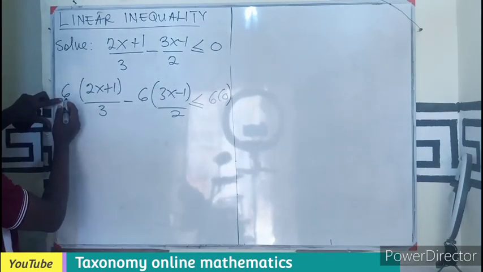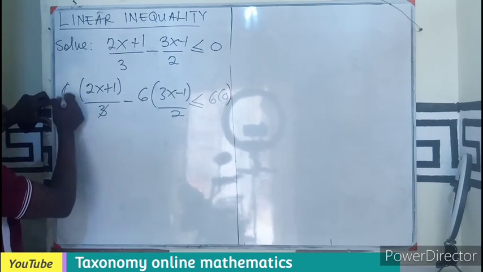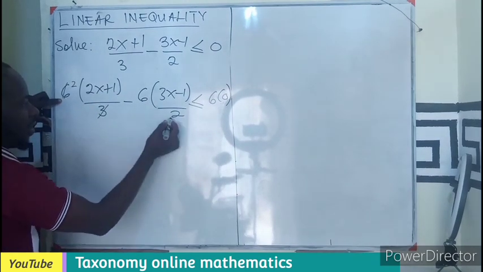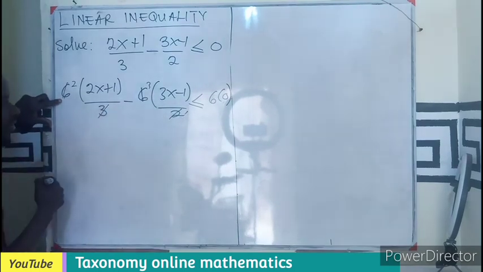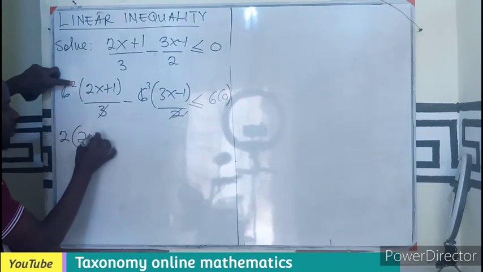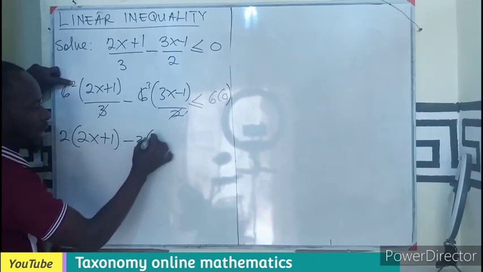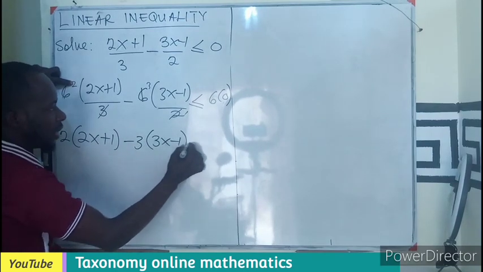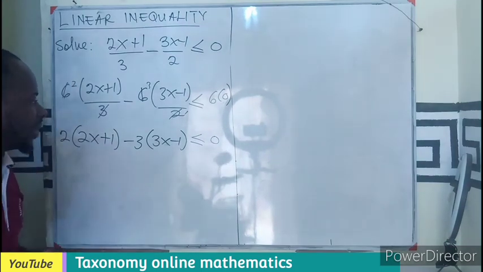So this is 6 divided by 3. 3 can go there 2 times. 6 divided by 2, 2 can go there 3 times. So now the fraction is cleared. We are left with only 2 into bracket 2x plus 1, minus 3 into bracket 3x minus 1, less than or equal to what? 0. 6 times 0 is still 0.